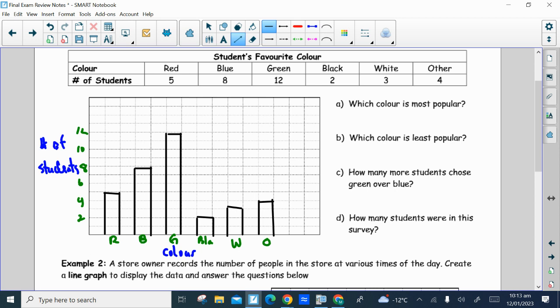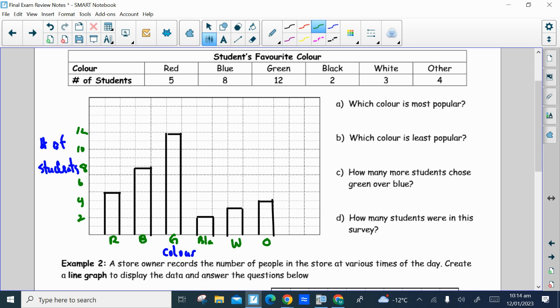Okay, so there's our bar graph. And some of these are just a little bit cockeyed, so let me fix those. That looks a little better.